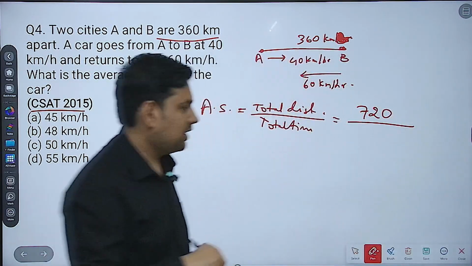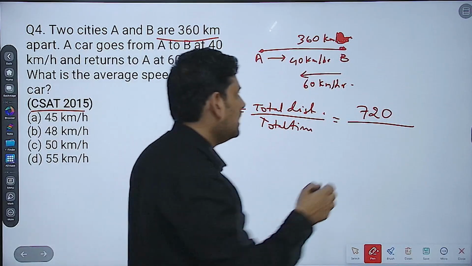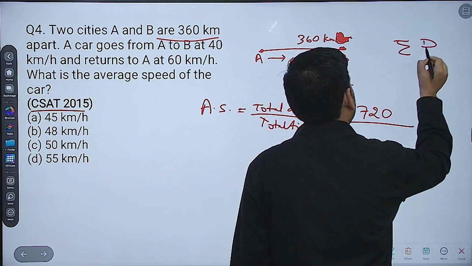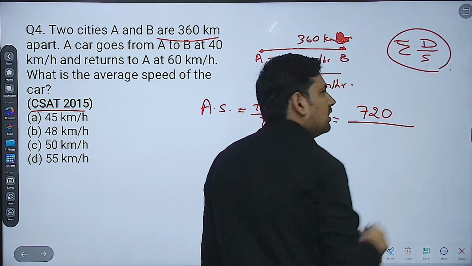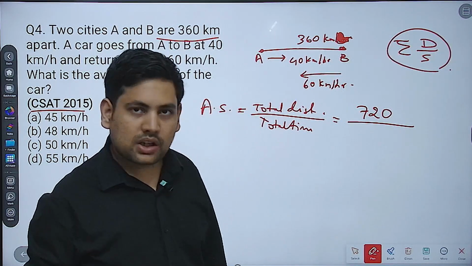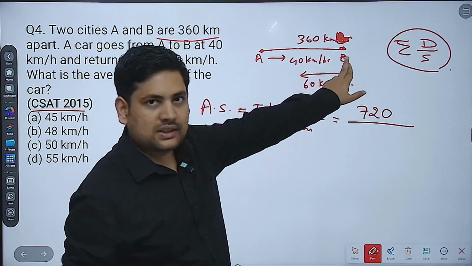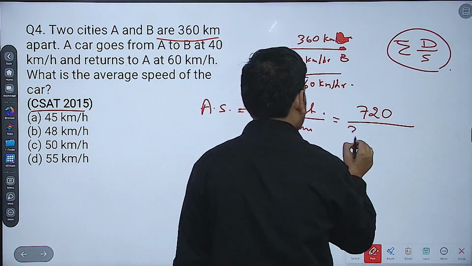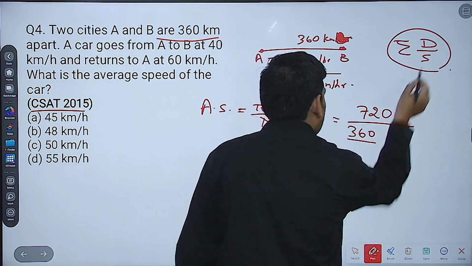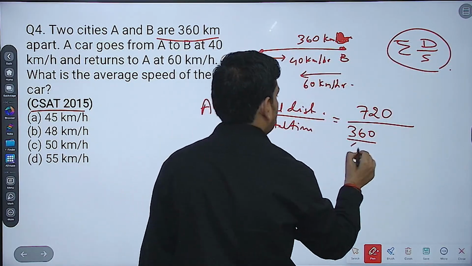Then upon time will be what? Time will again be the summation of distance upon speed. This will give me the total time, correct? So distance upon speed, distance upon speed. Now what is the distance here? 360 kilometers. So this becomes 360 divided by speed. Speed is what? Speed is 40.